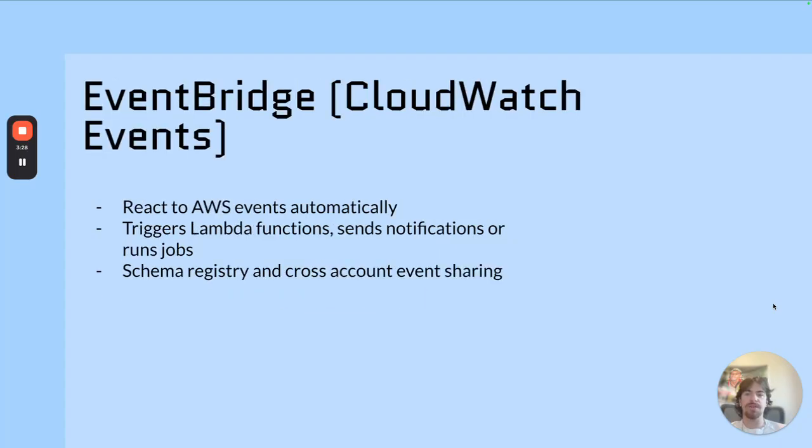And we have EventBridge. EventBridge lets you react to AWS events automatically. Think of it as a smart event bus that triggers Lambda functions, sends notifications, or runs scheduled jobs. It even includes the schema registry and cross-account event sharing, useful for complex multi-account setups.